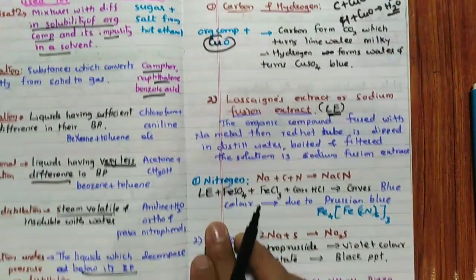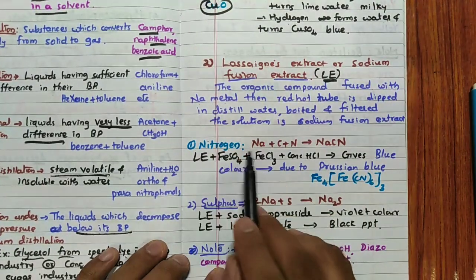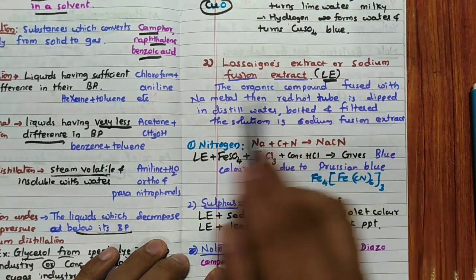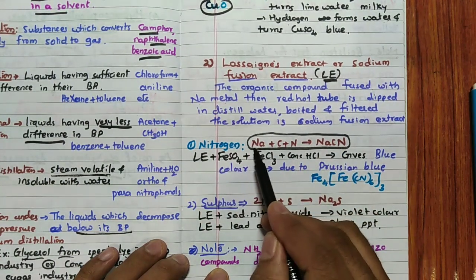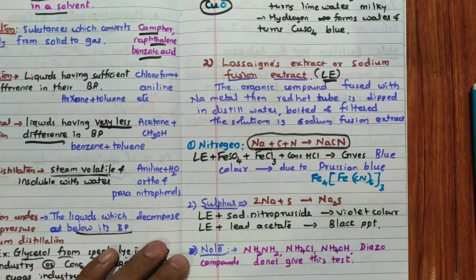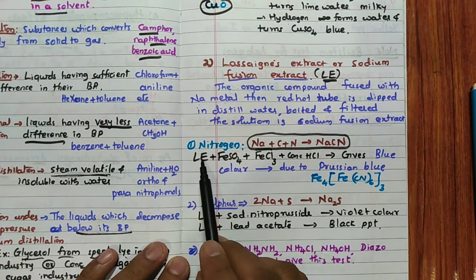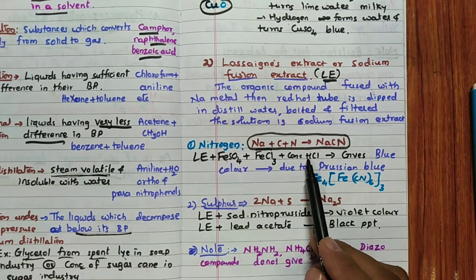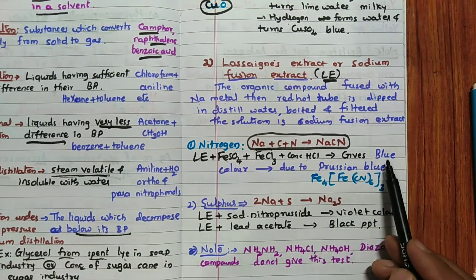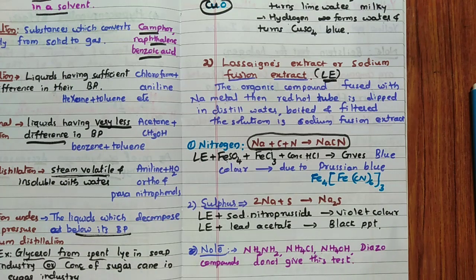Now, nitrogen, how to detect it? Nitrogen present in the organic compound, when fused with sodium metal, forms NaCN. This was asked in CET in 2018, remember. NaCN plus FeSO4, FeCl3, and concentrated HCl or H2SO4, if you add, you are going to get a Prussian blue color. Blue color, Prussian blue formation. What is the formula of Prussian blue? Remember, Fe4[Fe(CN)6]3.